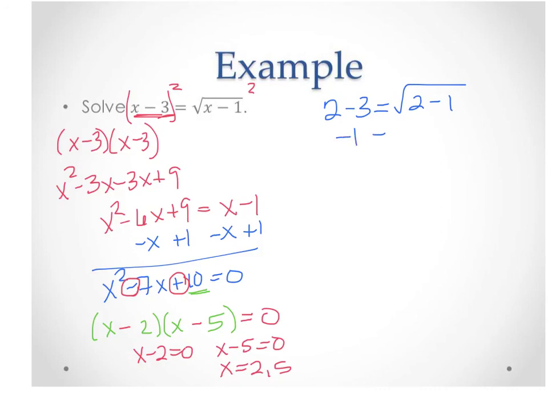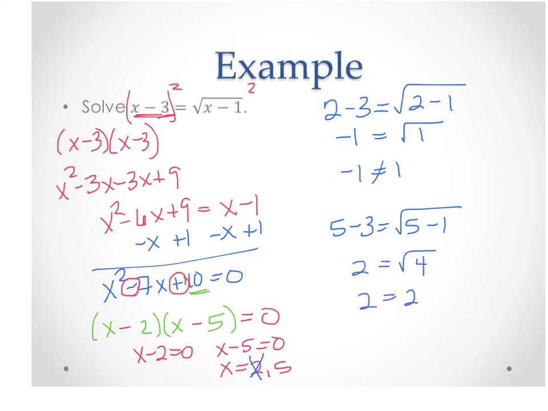This is negative 1 equals the square root of 1. That does not look like it works, so 2 is not an answer. And you could end up with neither of them working, in which case it would just be no solution. This one looks like it's going to work. There we go. So again, we only have one answer.